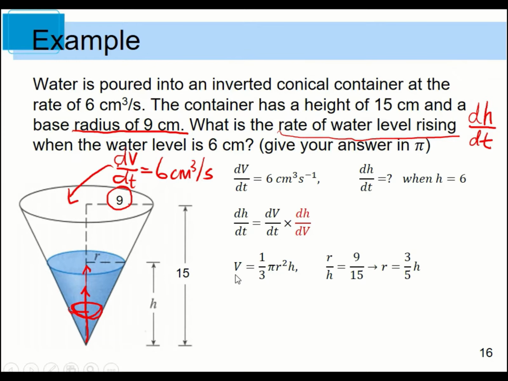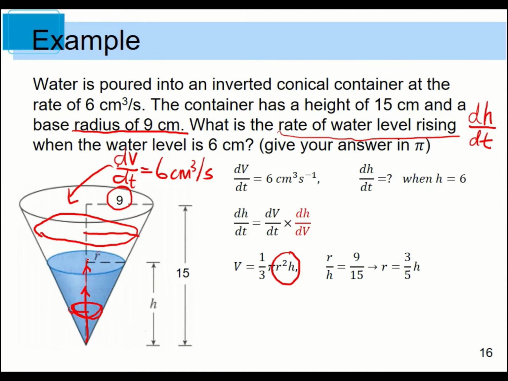So the equation is 1/3 πr²h, the volume of the cone. From here, we can see this equation consists of two variables: r, which is the radius, and h, which is the height. Now when we differentiate, r changes and h changes as well. So we cannot just differentiate h only without affecting r, because when h is changing, r is also changing.